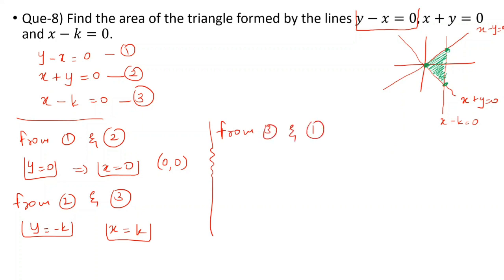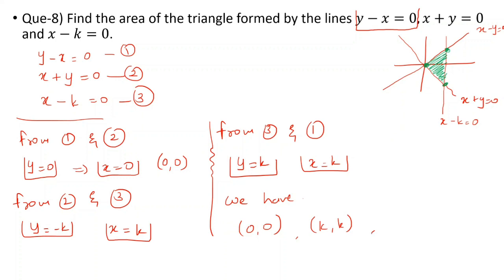If I eliminate again x, we'll get y minus k equal to 0. So we'll get y equal to k, and whenever I put y equal to k in line 1, I'll get x equal to k. So we have three different points. Say (0, 0). Another one is (k, k), and another one is (k, minus k).